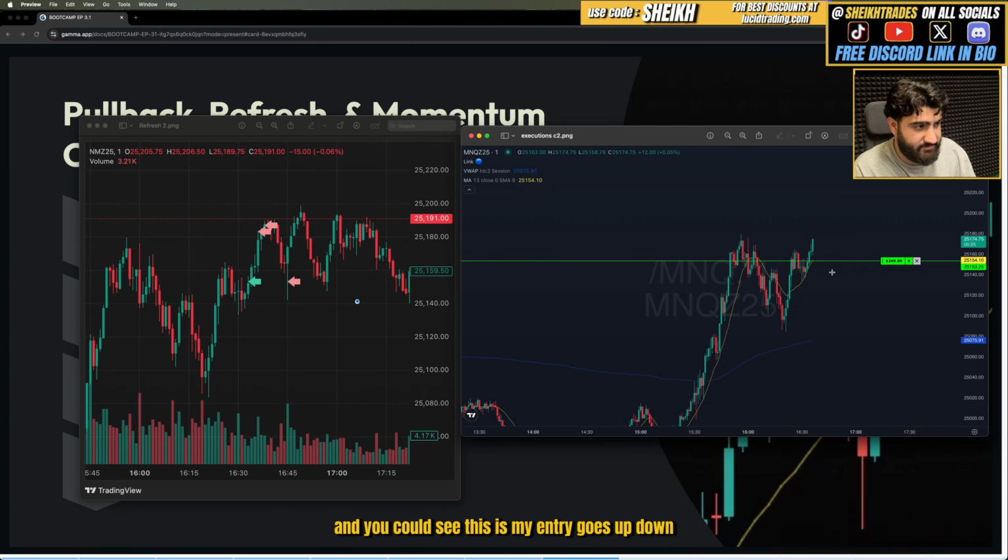And you could see this is my entry. Goes up, down, and then it refreshes this move. So as I said, this is already valid for a long, but I didn't take it, which is okay. Comes back down, goes back up, and I already know that the refresh is complete, so I'll be looking for longs. And so yeah, whenever I say pullback refresh, that's what I mean with a pullback refresh.